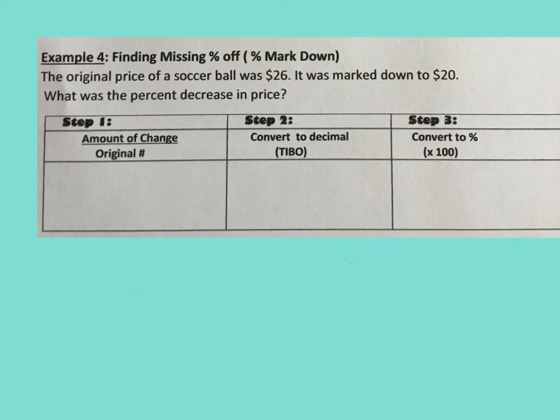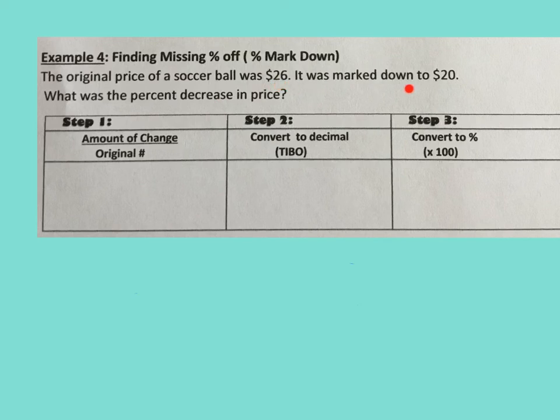All right, example 4. This is our last example. And it has to do with finding a missing percent off or a sale price or a percent markdown. So the original price of a soccer ball was $26. It was marked down to $20. What was the percent decrease in price? In other words, was it marked down 25% off, 20% off, 15% off? That's the missing piece we're trying to find.